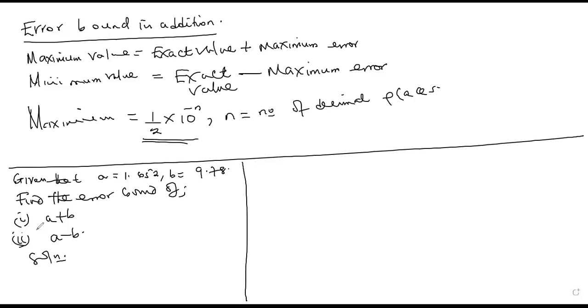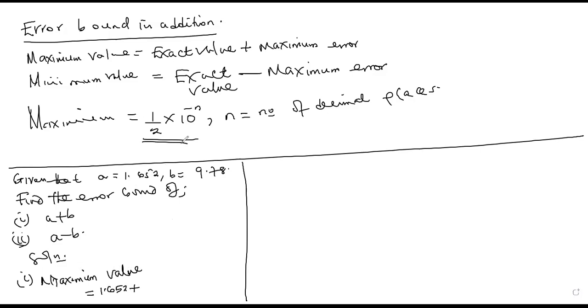Now, for Roman 1, where we are looking at A plus B, we are going to first get the maximum value. We say that the maximum value for addition, we get the exact value, we add the maximum error, okay? So the maximum value is, rather the exact value for A, because it is A plus B, so we shall have A, which is 1.652. We add its maximum error.